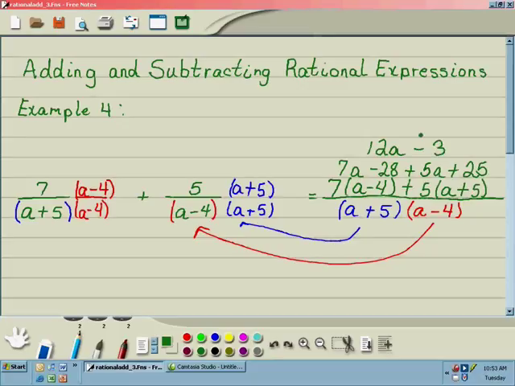I could factor out a 3, but if I factor out a 3, I'm left with a 4a minus 1, which will not divide out with anything. So I don't need to do that. I can just leave it for my answer, which would be 12a minus 3 over a plus 5 times a minus 4.